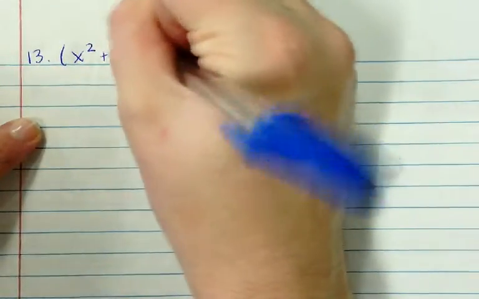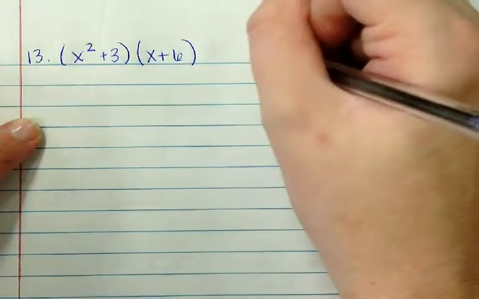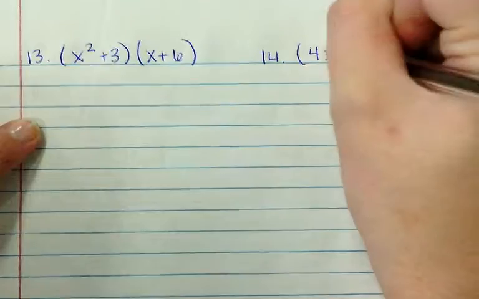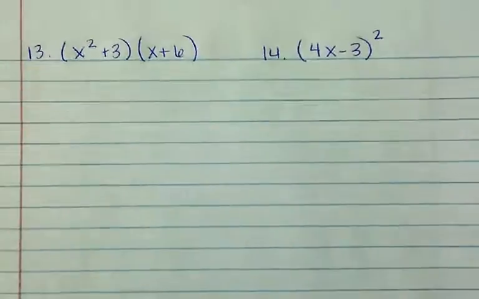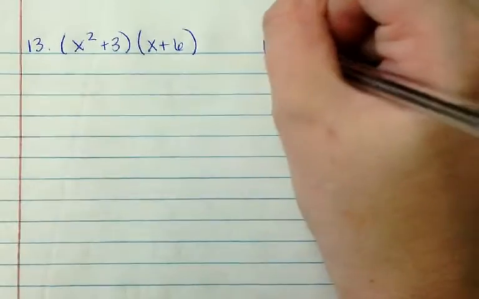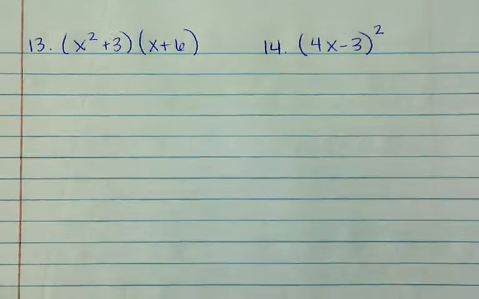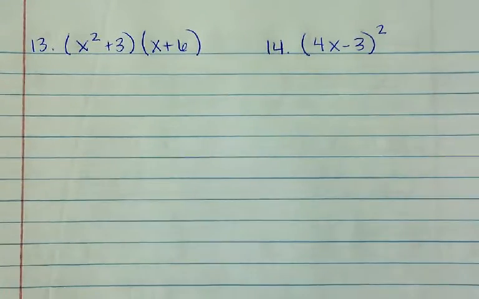So we have number 13 is x squared plus 3 times x plus 6. And then for number 14, I'm going to go over here and I'm just going to write 4x minus 3 squared. All right, guys? So this guy right here is going to be another perfect square trinomial. So I want you guys to do numbers 13 and 14. All right. So here we go, 13 and 14.